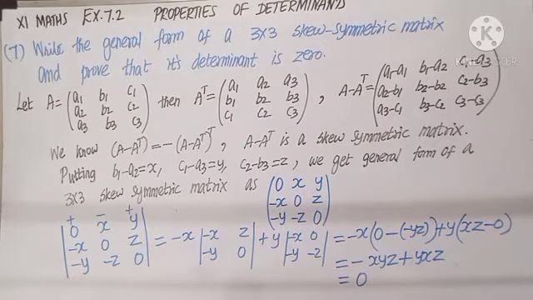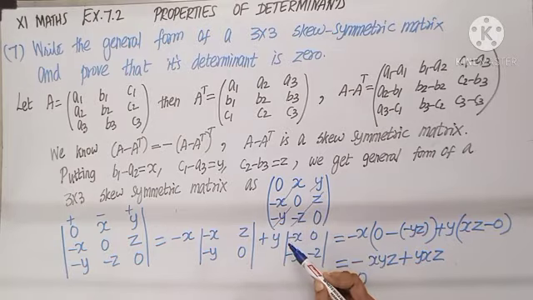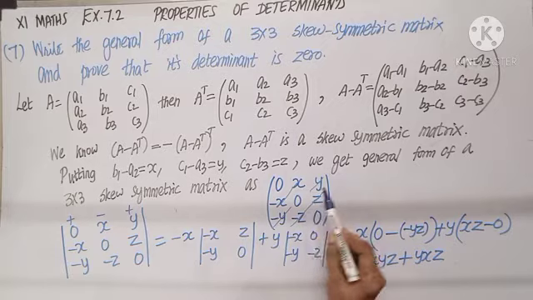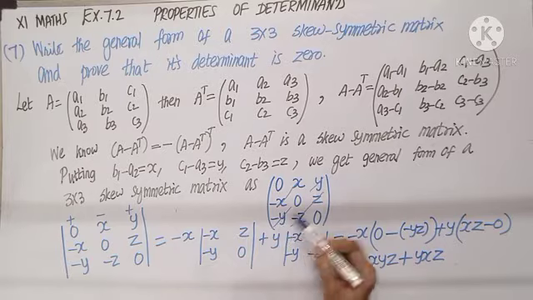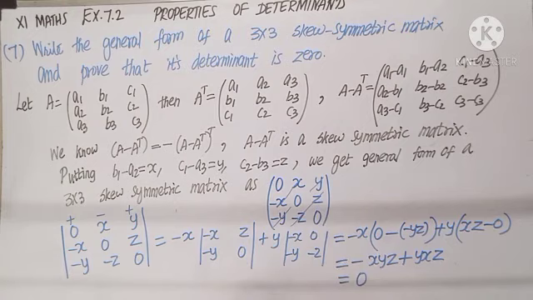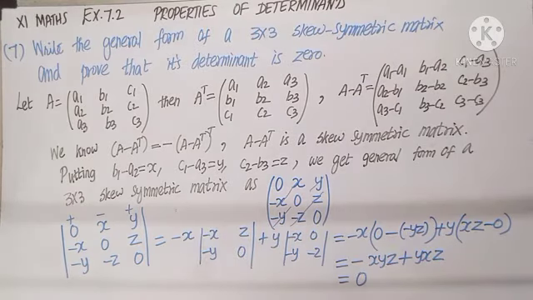So let us remember how a skew symmetric matrix of 3 by 3 order will be. You have diagonally zeros. You have x and minus x, y and minus y, z and minus z. So any matrix of this pattern, here and here same but different sign, here and here same but different signs, here and here same but different signs. Diagonally zeros are coming. If this is of the pattern, we call it a skew symmetric matrix.